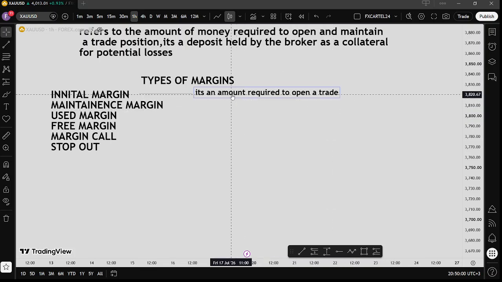So what will give you power to open 100 lots on a $10 account? It is leverage. Do you understand? It is leverage. Actually it's not even now, it is part of the next lesson, but we shall also look at it in future. So initial margin is an amount required to open a trade.